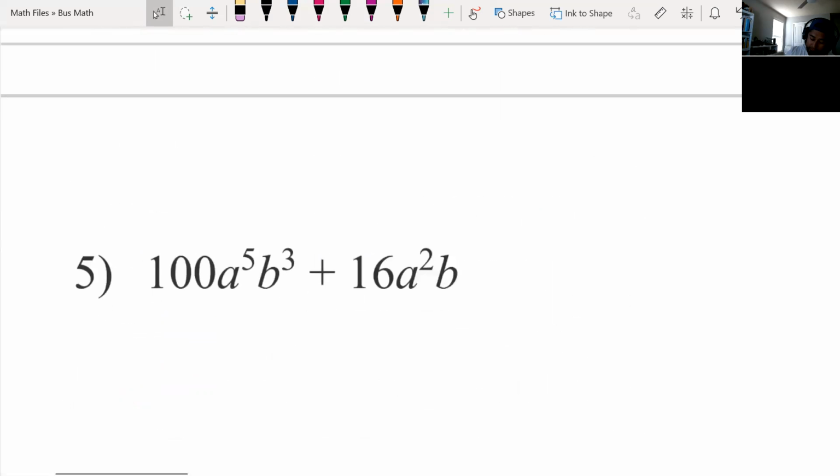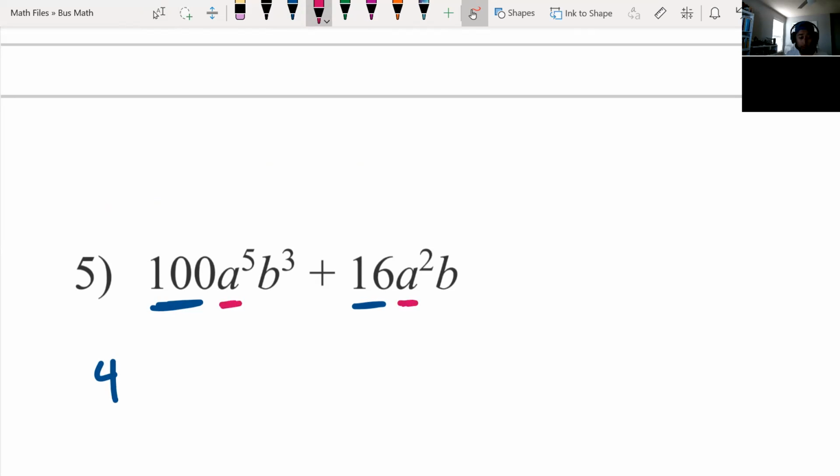All right, 5. Let's do it again. I have 100 and I have 16. What's the biggest number I could take out of there? 4, right? I can take a 4 out from those numbers. And then I have a to the 5th and a squared. What's the largest power I could take out? A squared. Good. And then b cubed and b, what could I take out? B. Good.